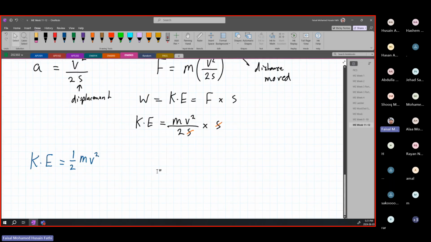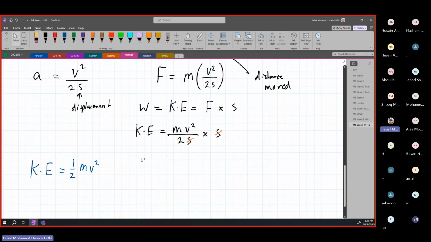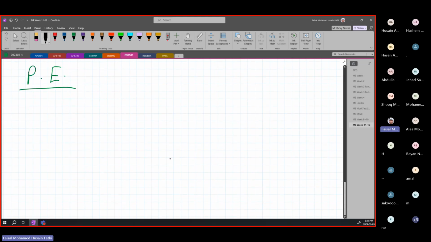Okay? So this is how we got this equation. You do not need to know all of this. All you need to know is you're going to be using this equation to find the kinetic energy of a moving object. Now, this was for kinetic, what about potential energy? As I said, potential energy is when an object is going up or down, right?